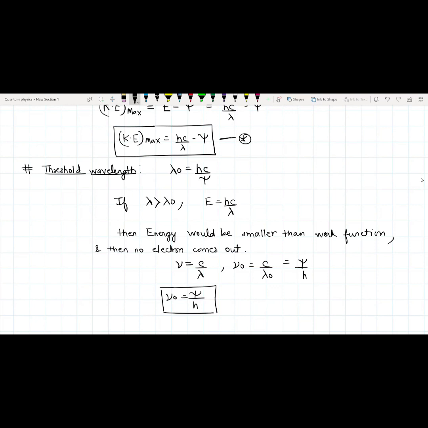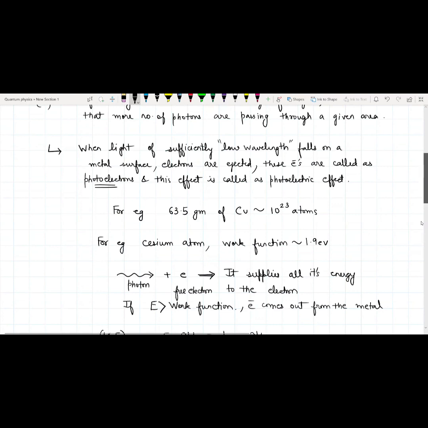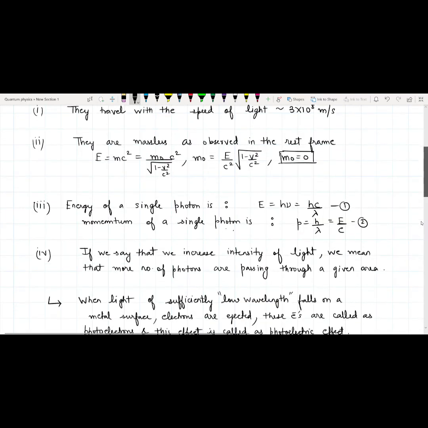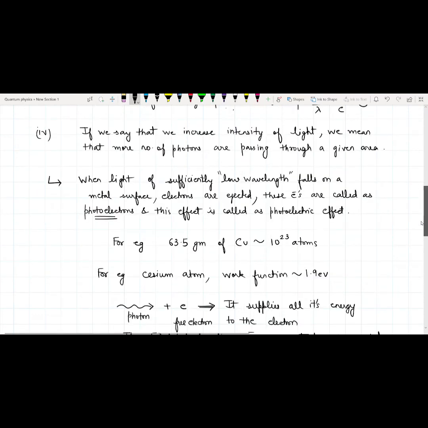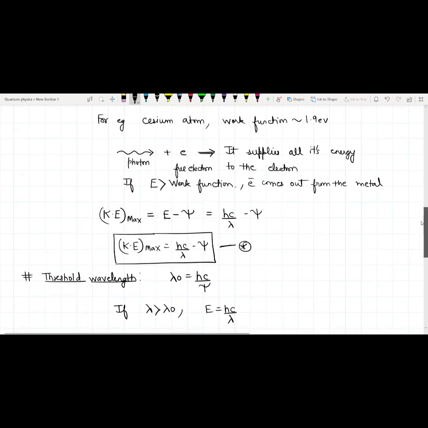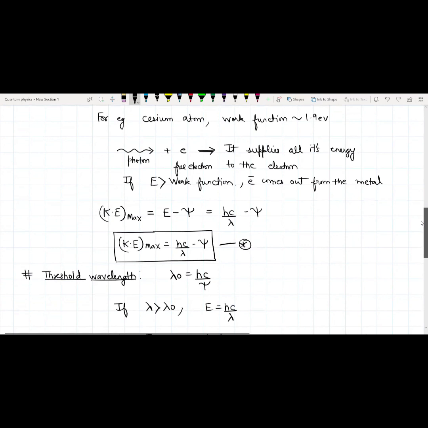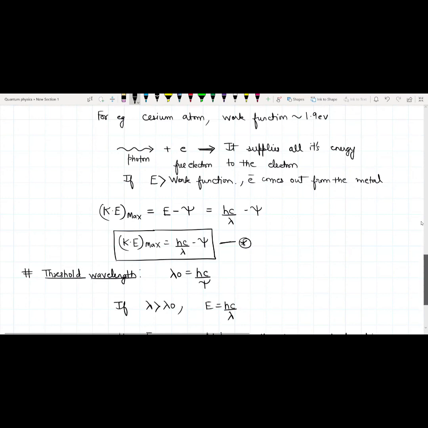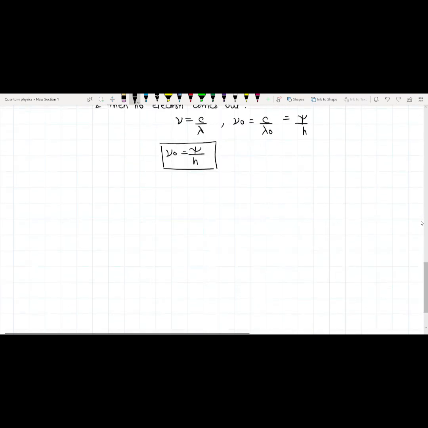We can just substitute, if we look at this equation number star. The maximum kinetic energy will basically be h mu minus, and we can substitute the value of the work function as mu naught h. We can take h as common, so you have mu minus mu naught. So we have another interesting relation: the maximum kinetic energy is equal to h times mu minus mu naught.